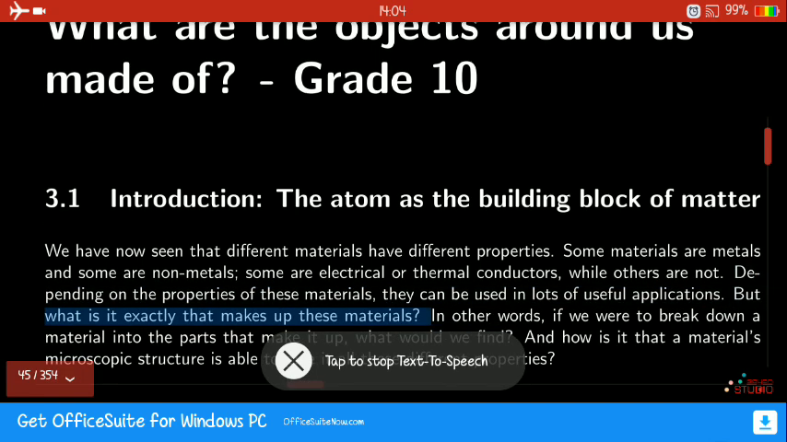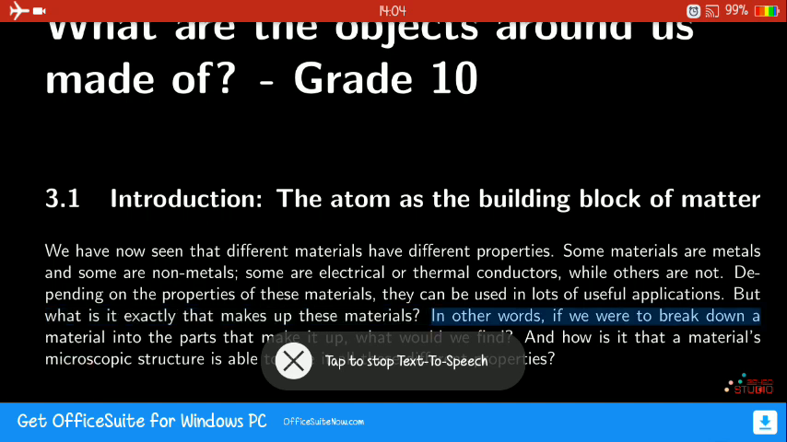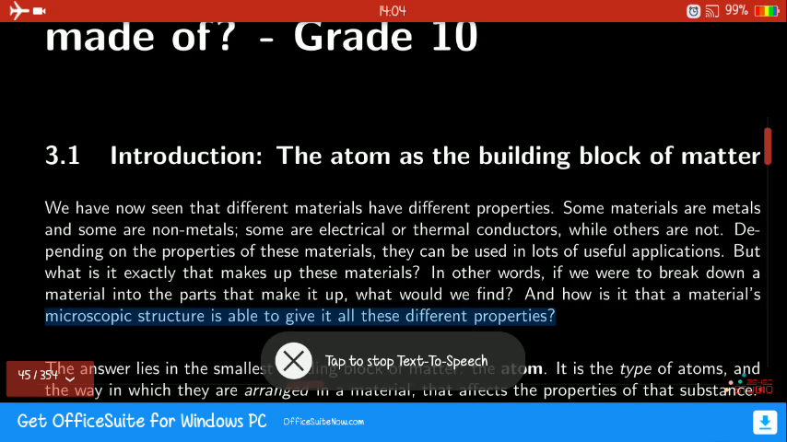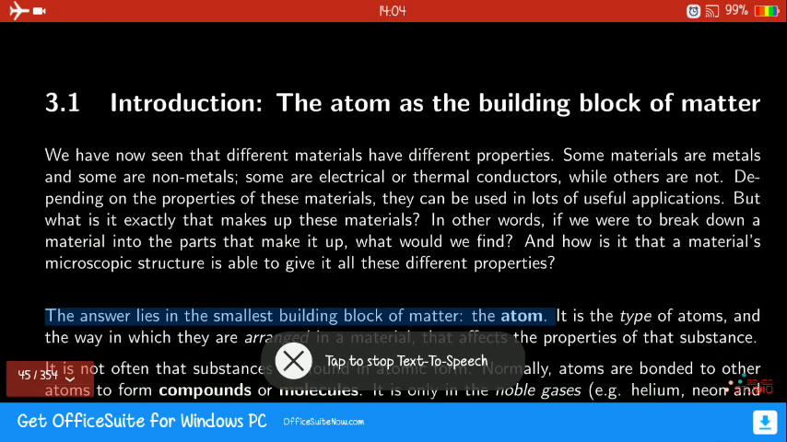But what is it exactly that makes up these materials? In other words, if we were to break down a material into the parts that make it up, what would we find? And how is it that a material's microscopic structure is able to give it all these different properties? The answer lies in the smallest building block of matter, the atom.